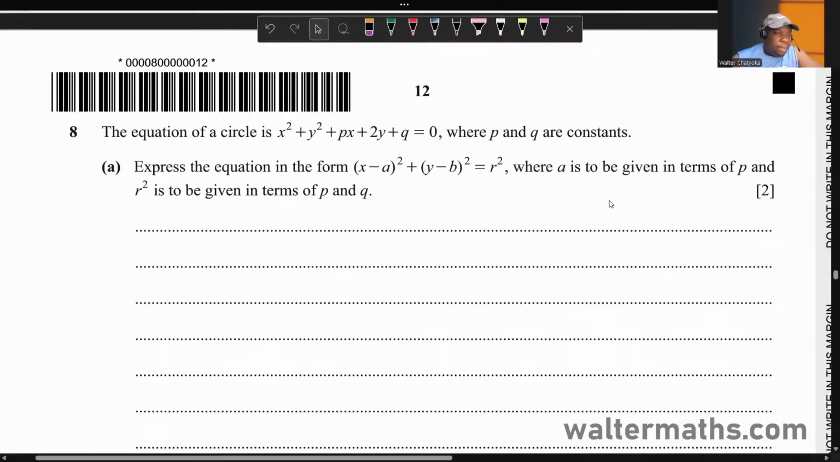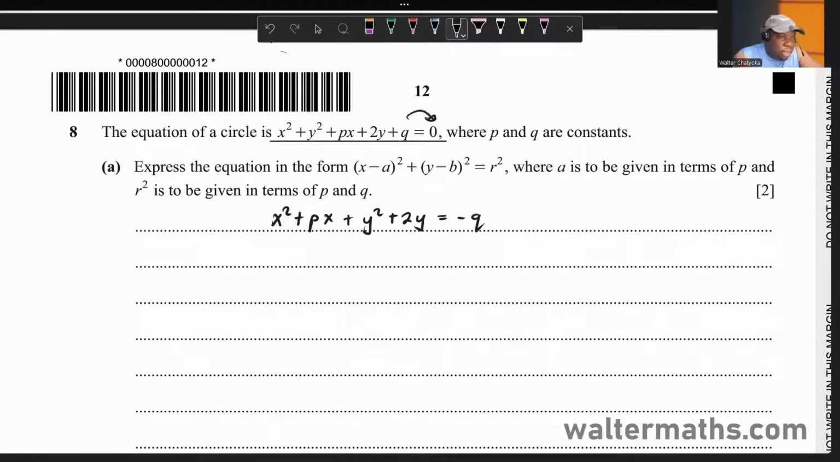All right. So we're saying here for this equation, if we rearrange, we'll be having x² + px + y² + 2y, and that's equal to -q if we move the q to the other side.